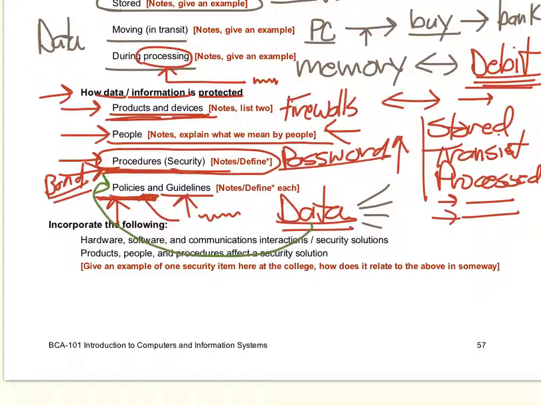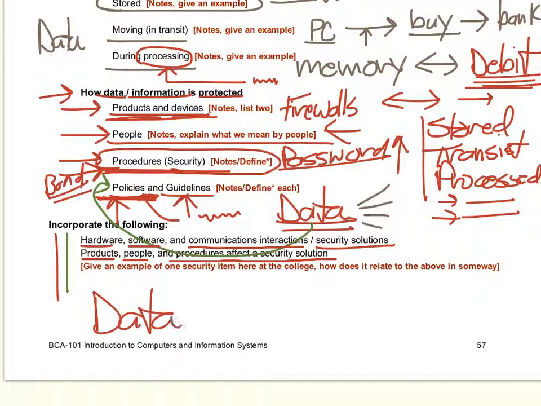So, the last thing on our list is how do we incorporate that? Well, there are different hardware, software, communications, interactions, and security solutions. Okay? You put that together, you get products, you put it with the people, and the people have procedures that they follow that affect a security solution. And you put that all together and you have some type of security policy in order to protect the data. Remember, we store the data, we use the data to get information.